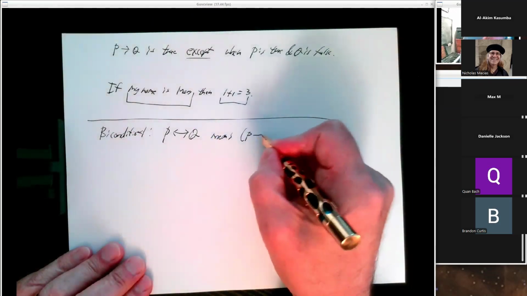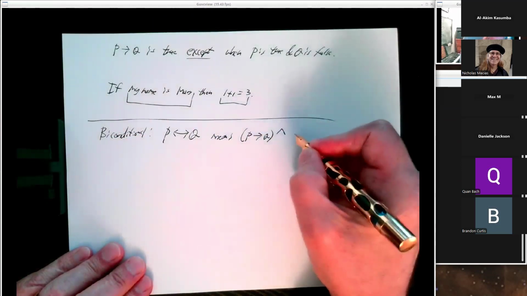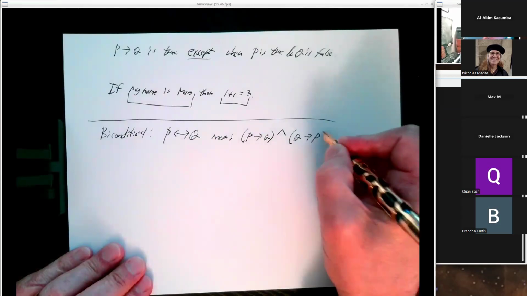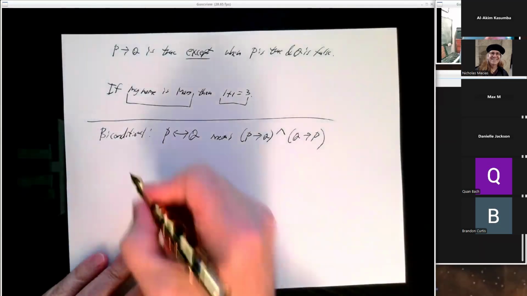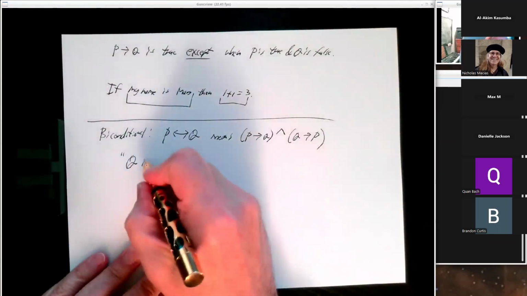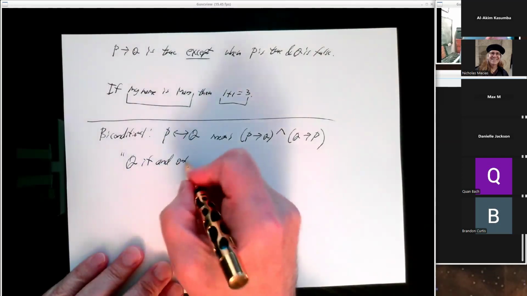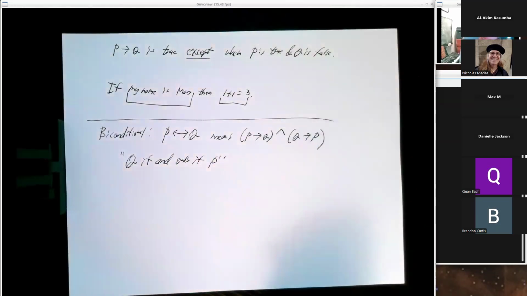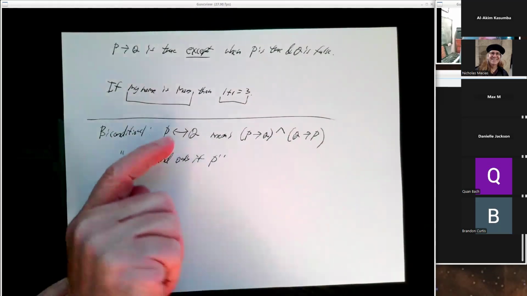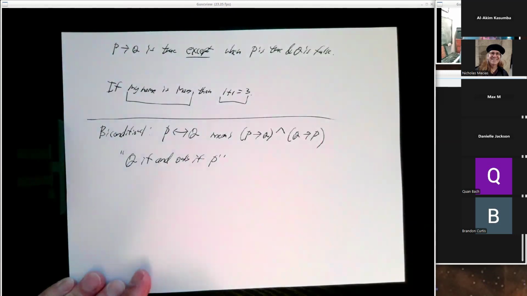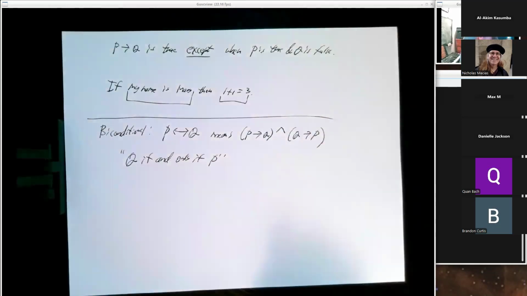And this means if P, then Q, and if Q, then P. So the arrow goes in both directions. We can also phrase this as Q if and only if P. So Q if P, right? That's the arrow going that way. And Q only if P, that's the arrow going the other direction. It says if Q is true, then P has to be true.